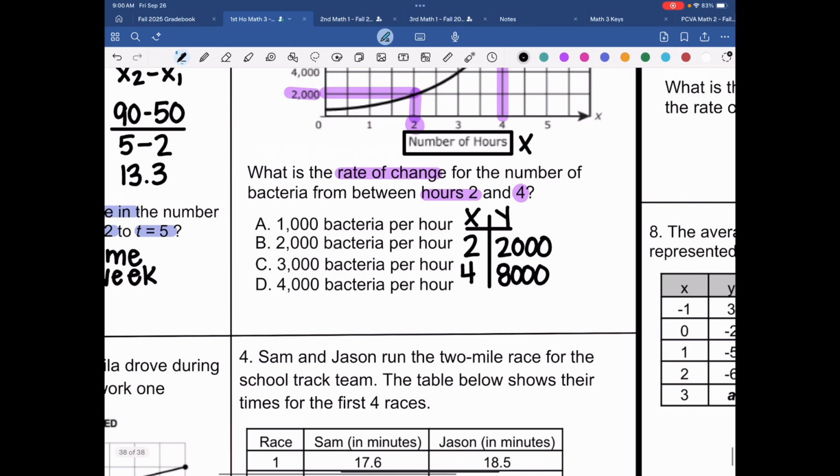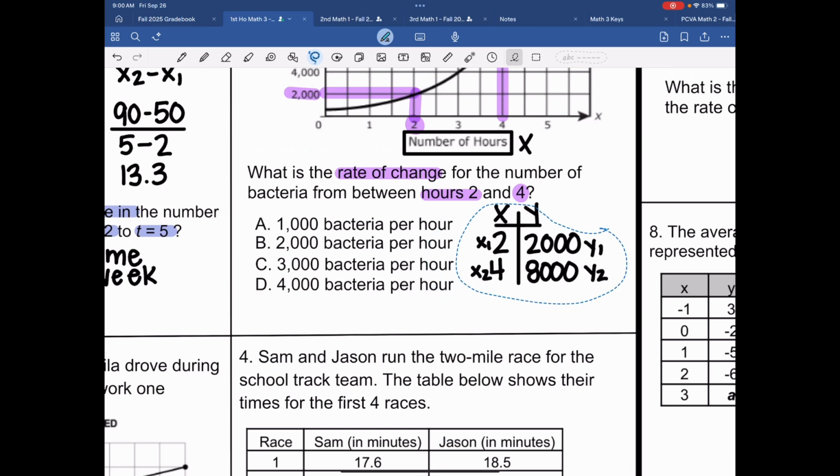So we're going to set up our rate of change. We know that this is x1, x2, y1, y2. And again, with the 1s and 2s, it really doesn't matter which one you label where. We just label them as the first one, the second one. As long as you keep your order the same way for the x's and the y's, it doesn't matter.